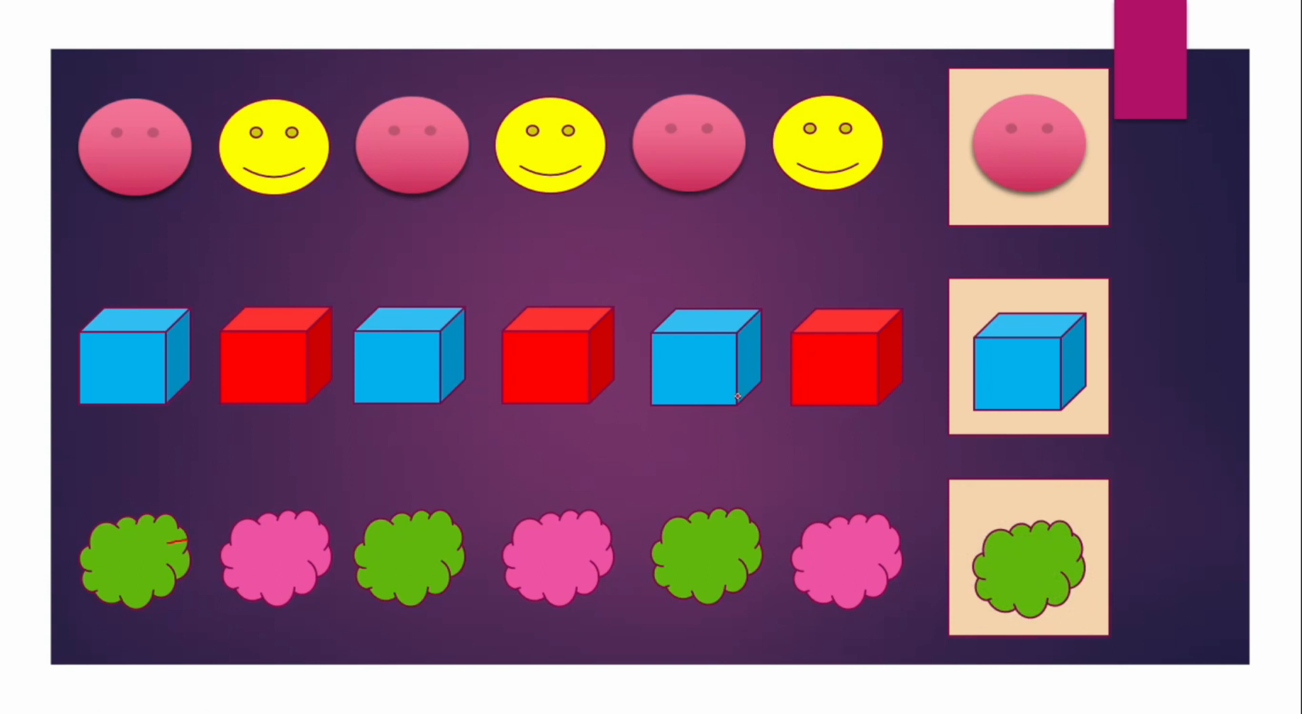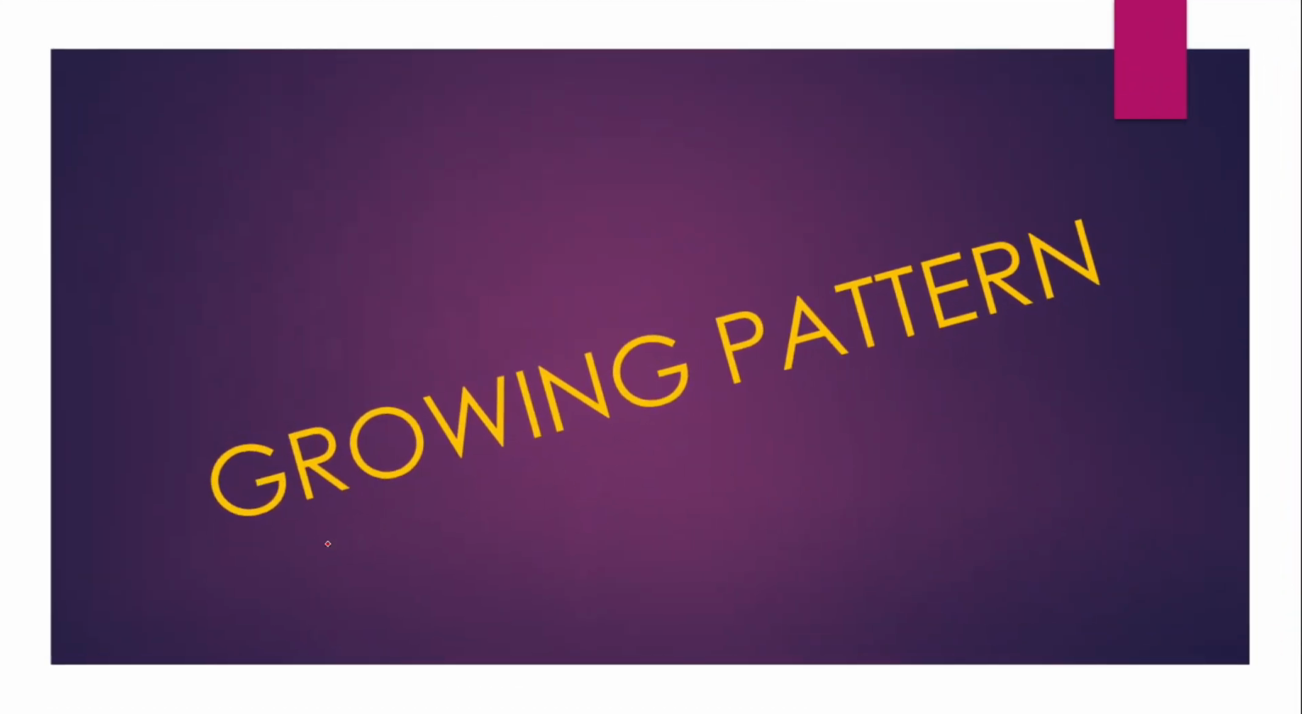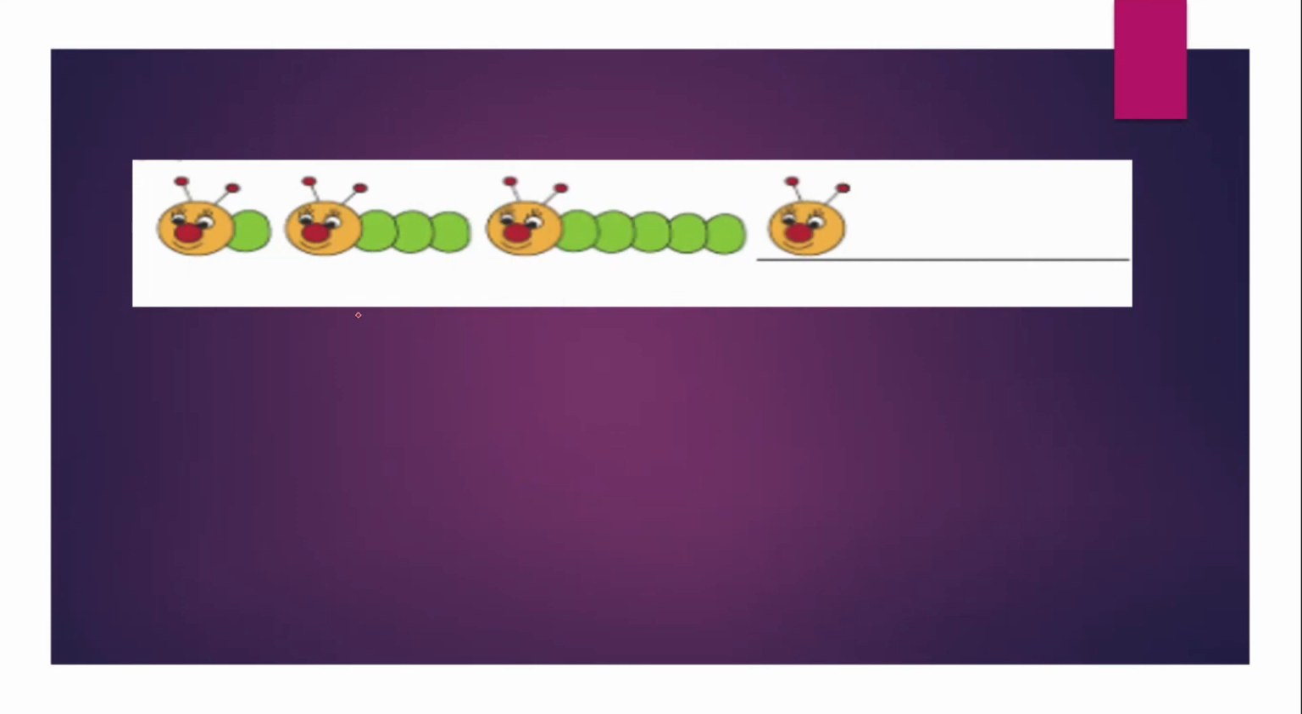So children, now we are moving towards the next type of pattern, and that is the growing pattern. As you can see, my arrow moves upwards. In the same way, when you observe the patterns, you will find something is increasing in a particular way. So let us here see the first pattern.